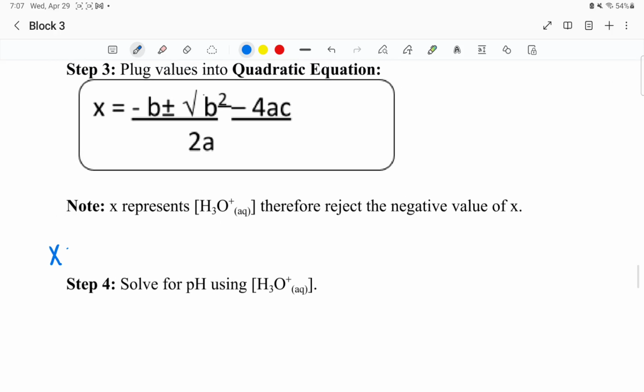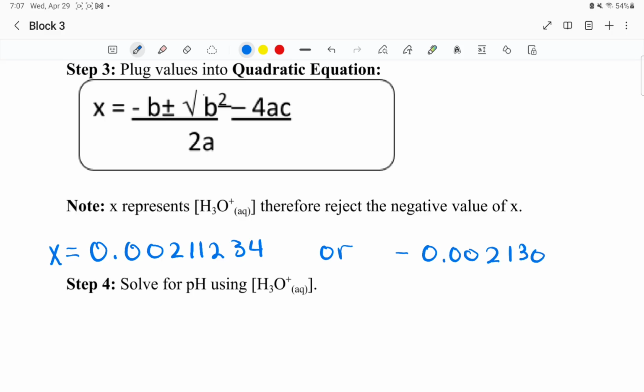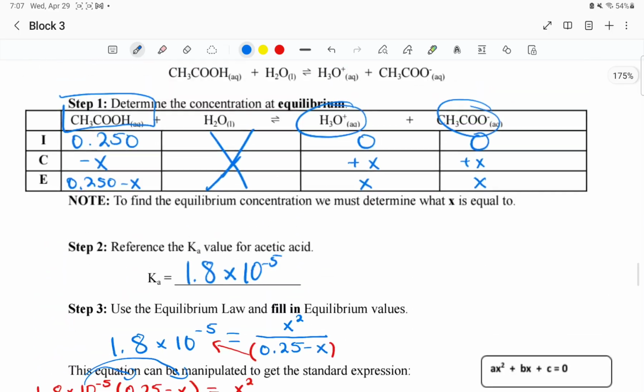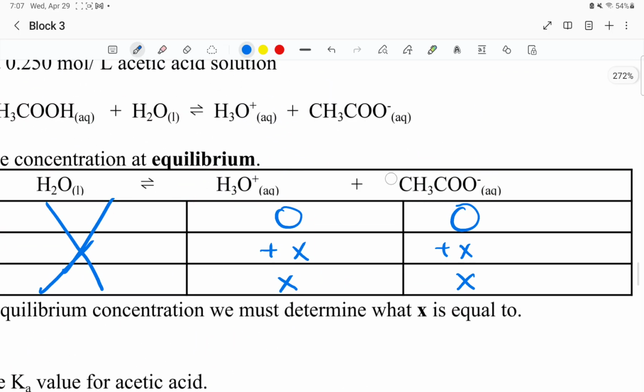Now the x values we get, we have one or two options. We have 0.002112334, and the other one we had was negative 0.0021334. So now remember that x represents the concentration of your hydronium and your acetate ion.